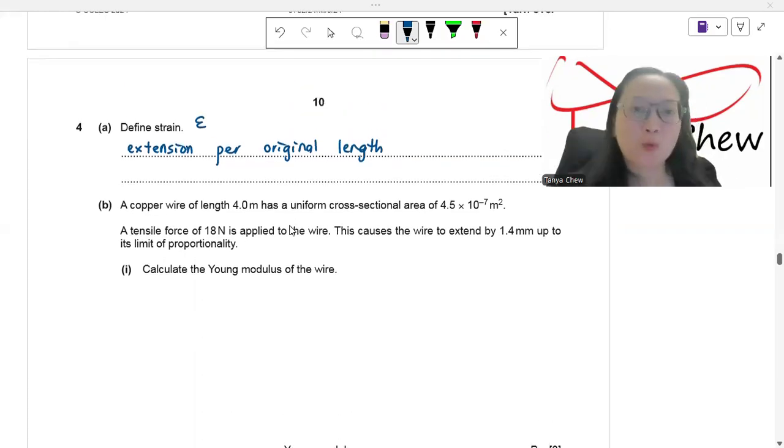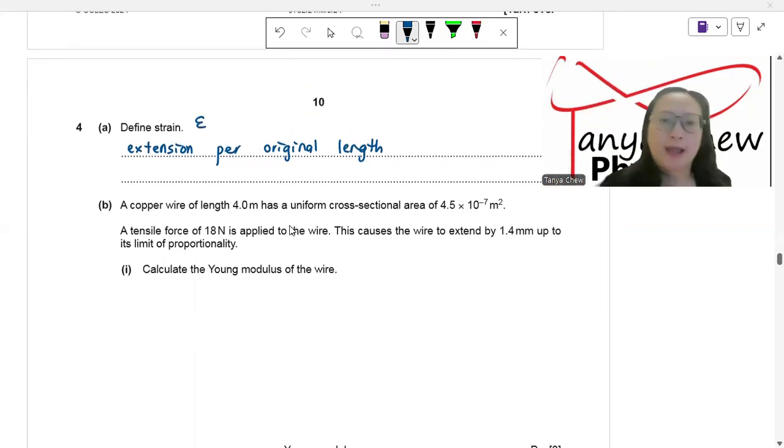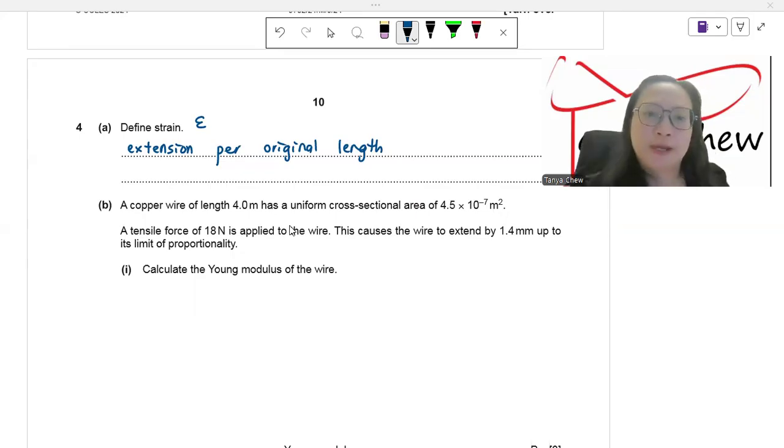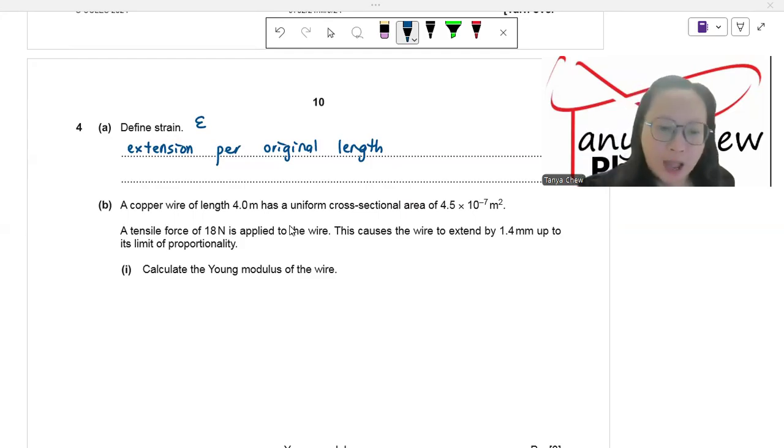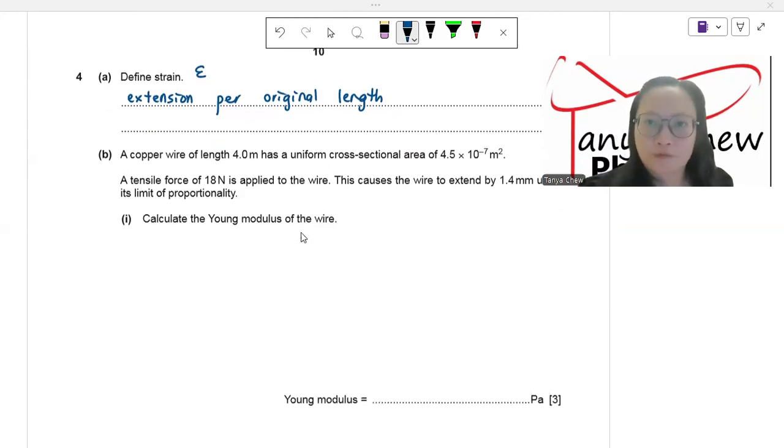B, a copper wire of length 4 meter has a uniform cross-sectional area of 4.5 times 10 to the power negative 7 meters squared. A tensile force of 18 Newton is applied to the wire. This causes the wire to extend by 1.4 millimeter up to its limit of proportionality. First part, calculate the Young modulus of the wire.